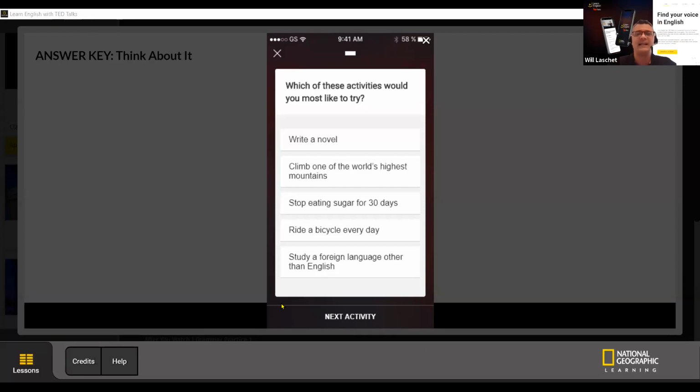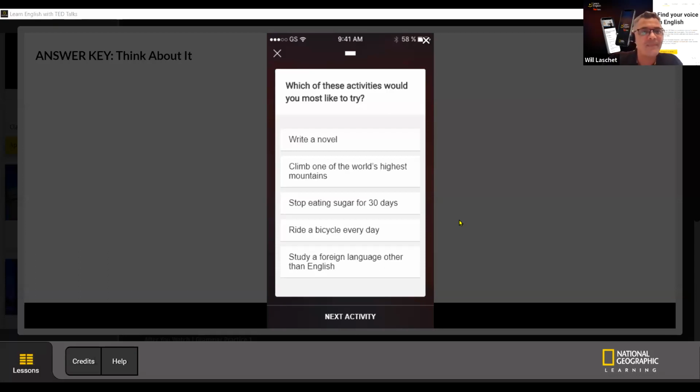So really this activity is just designed to get students thinking about the concept of trying something new. Okay, I'm going to end the poll and share the results. That's interesting. So we can see that the most popular one, 33%, would like to study a foreign language other than English, so a different foreign language. Also popular is riding a bike every day, which seems quite achievable. And writing a novel comes in third. A few of you would like to stop eating sugar, but maybe we haven't quite tried that yet.